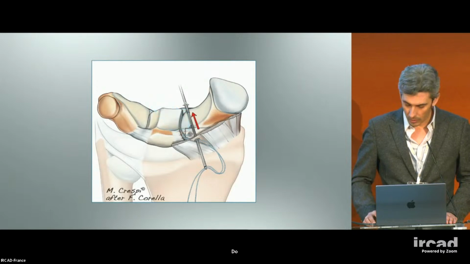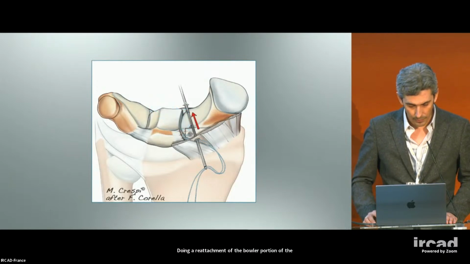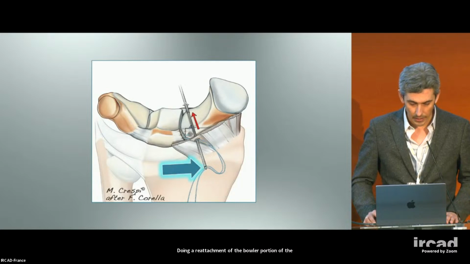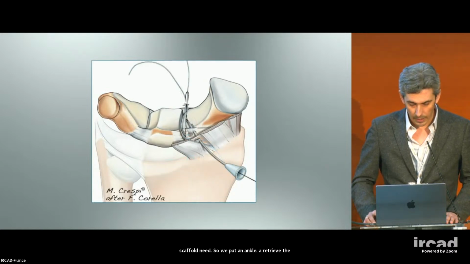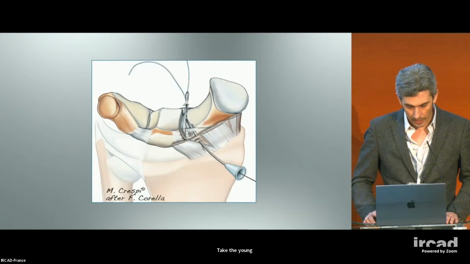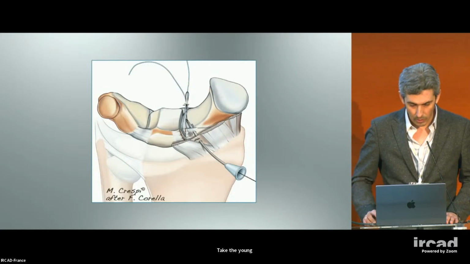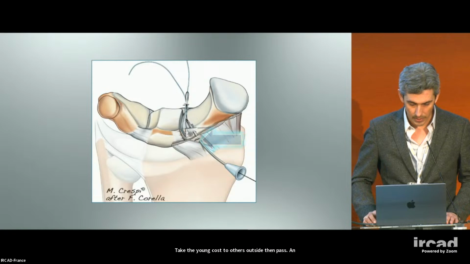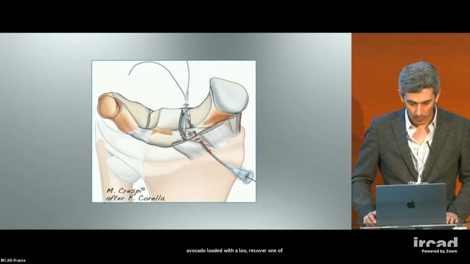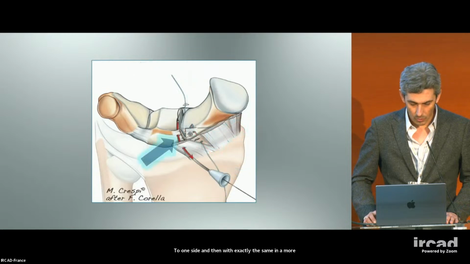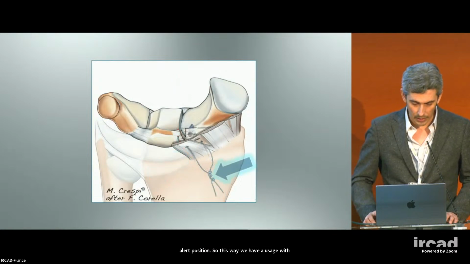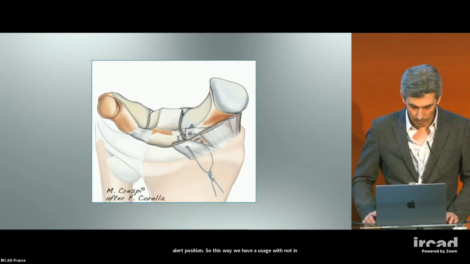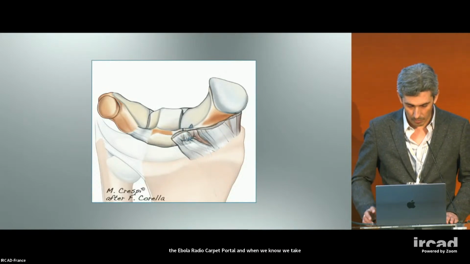So we put an anchor, retrieve the threads of the anchor with a knot pusher from the dorsal side, take the threads to the dorsal side, then pass an avocat loaded with a loop, recover one of the threads to one side, and then we do exactly the same in a more angular position. So this way we have a U suture with the knot in the volar radiocarpal portal, and when we knot, we take back all the ligament and complex back to the bone.